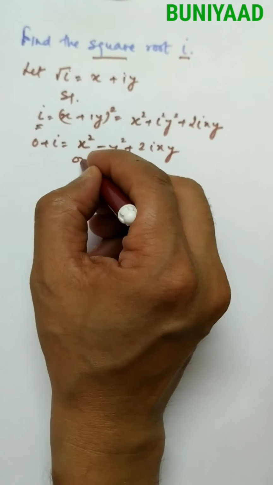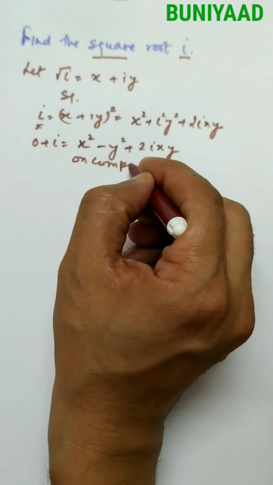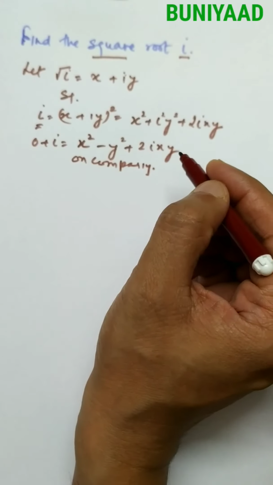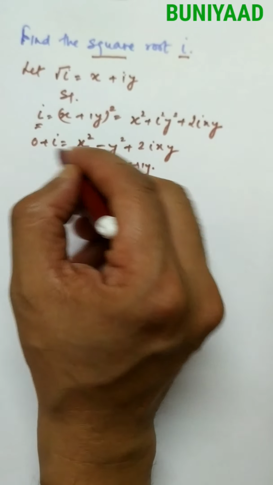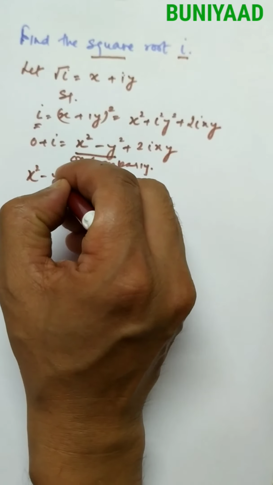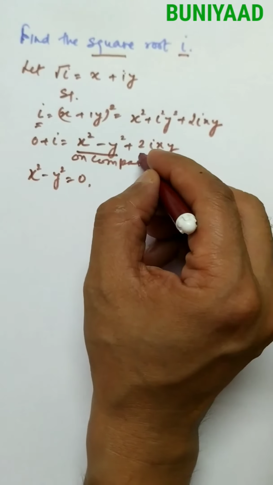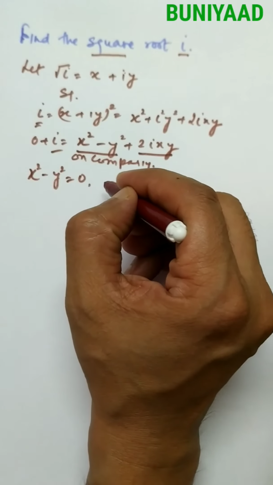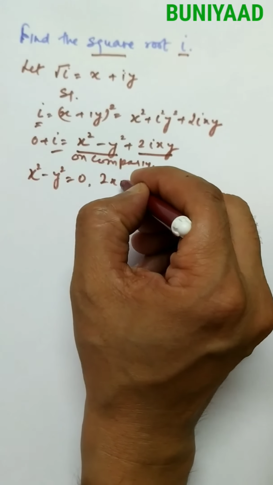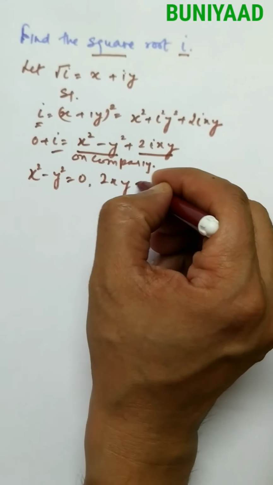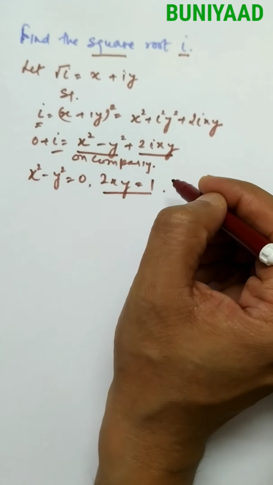So you can compare. On comparing, the real part is x square minus y square. What is the real part here? This is 0, and imaginary part, this is 1. So you can say 2xy iota, iota, this is 1, 2xy equals to 1.